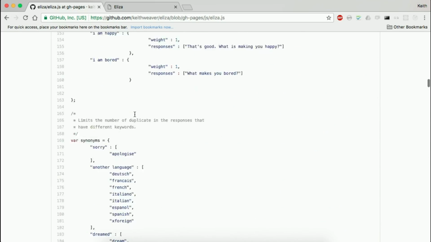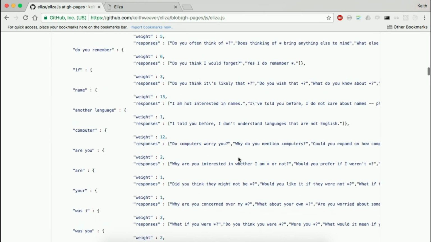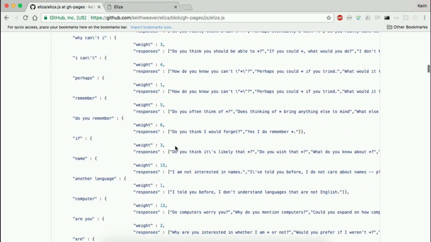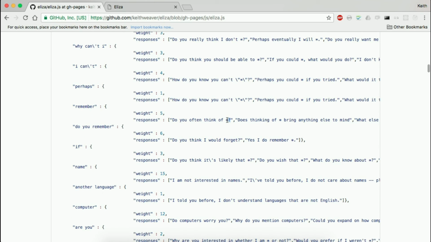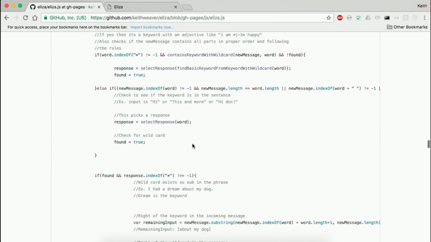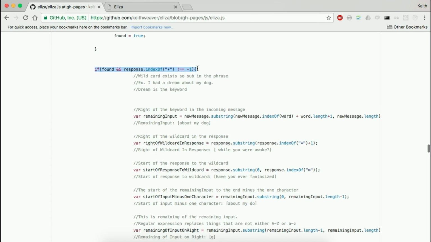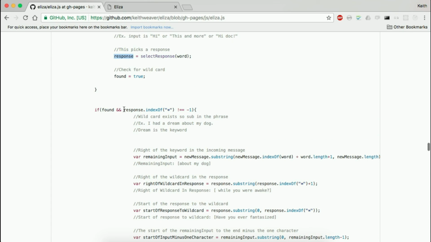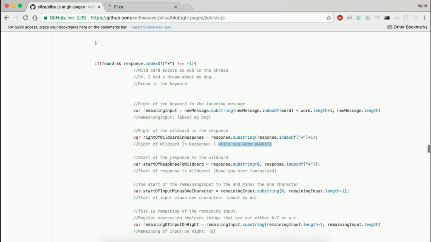And some responses have wildcards in them. Here: "Do you think often of," and then the star. That's a wildcard in the response. With that, this function is triggered because we have a response here. It essentially says, "I had a dream about my dog." Dream is a keyword, and so we want to take the right of the keyword, so "about my dog." We want to take the right of the wildcard, so "while you're awake." We want to take the start of the response, "Have you ever fantasized?"